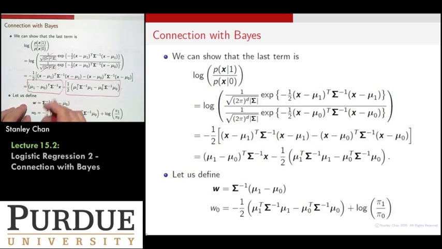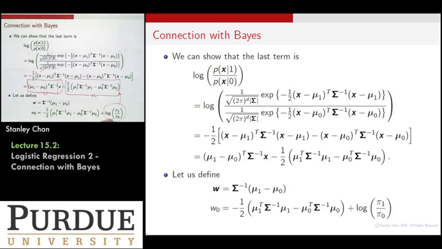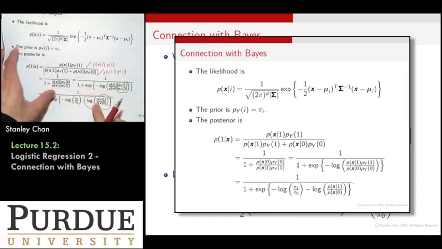So now what I'm going to do is define this as my W vector. Okay, so go to here. So this is the W vector. And then I'm going to define this constant as my W0. Then you realize that there's also a log that is not present in this term, because there's a log of pi 1 divided by pi 0 that comes from here, right? So you have a sum of these two terms.